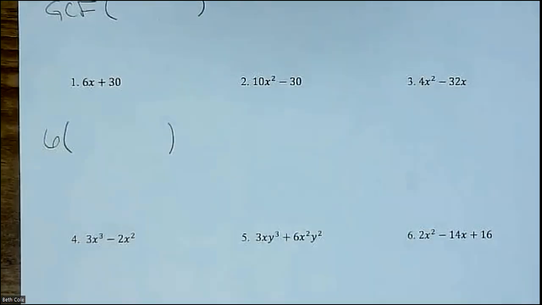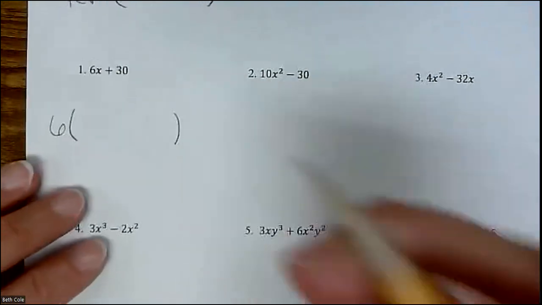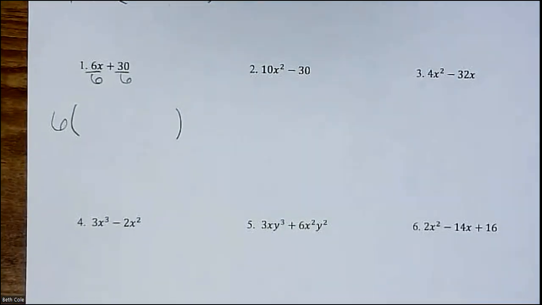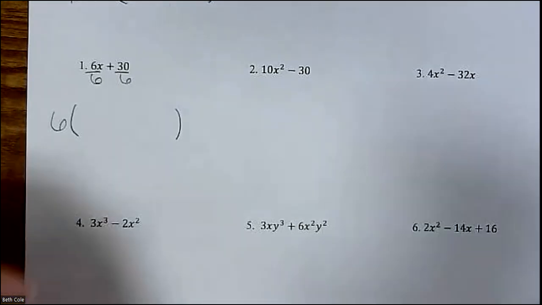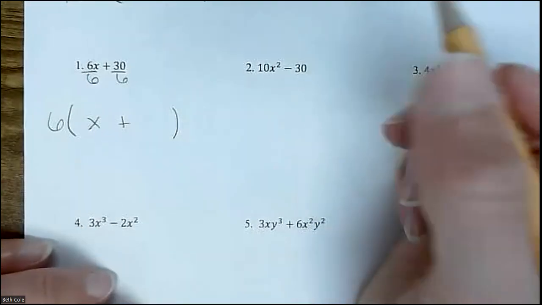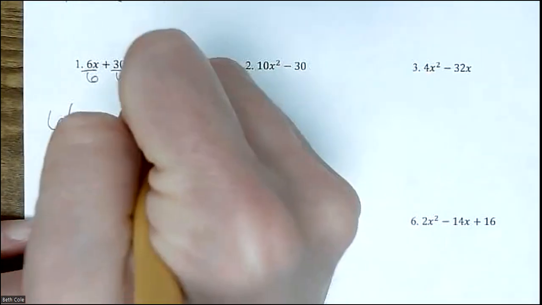You're going to put some parentheses. I'm going to write this out for the first few, but I want you to eventually be able to do this step without having to write it every single time. You're just going to divide them both by the greatest common factor. You're going to divide them both by 6. You are undistributing a 6. It is distribution, but backwards. So what do you get for the first one? Just x, and then 5.